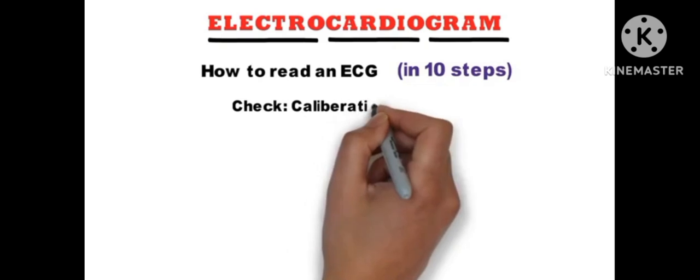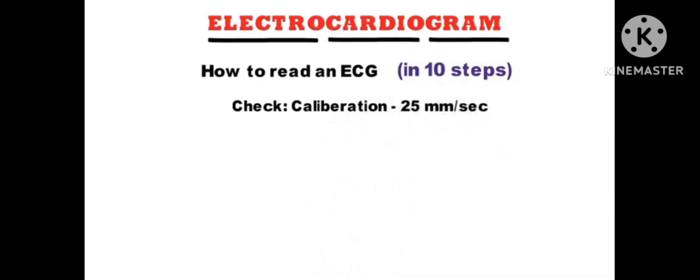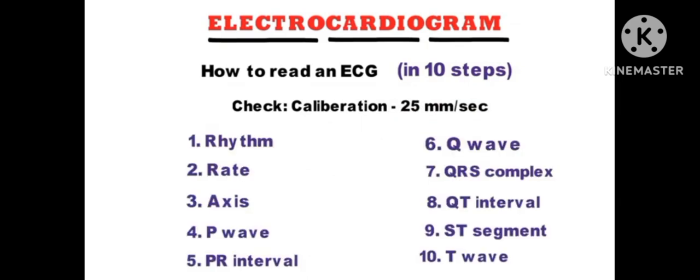Before that, we need to check the calibration or speed of the machine, which is normally set at 25 mm per second. In most of the books on ECG, the first step is to calculate rate. But before calculating the rate, you should know whether the rhythm is regular or not. I'll tell you the reason when I discuss the rate. So we'll discuss the ECG interpretation in this manner: rhythm, rate, axis, P wave, PR interval, Q wave, QRS complex, QT interval, ST segment and T wave.